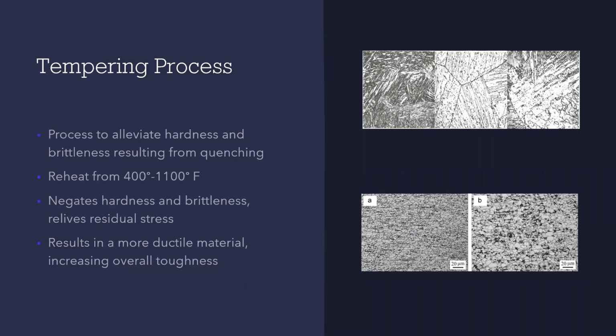Finally, the last heat treatment process we will discuss is tempering. While quenching results in a material that is very hard and brittle, most of the time the material must be tempered to alleviate this problem. Tempering involves heating a material right below the lower critical temperature, ranging anywhere from 400 to 1100 degrees Fahrenheit.